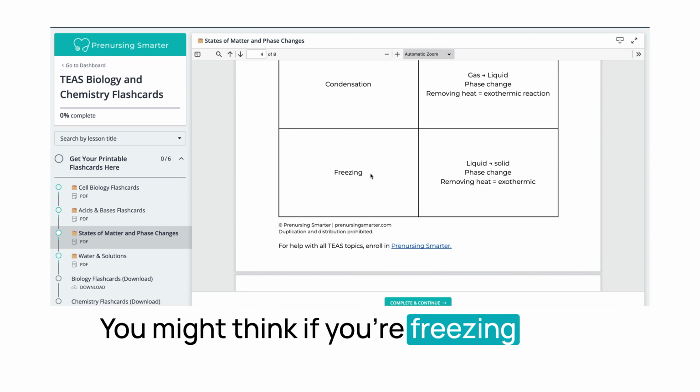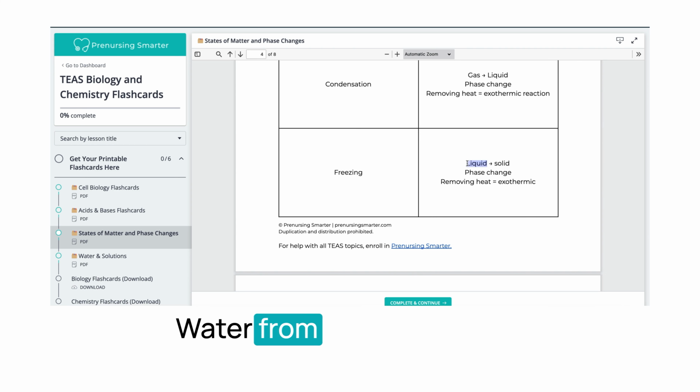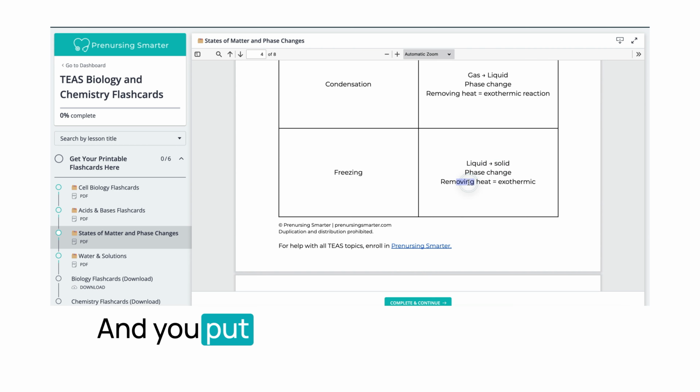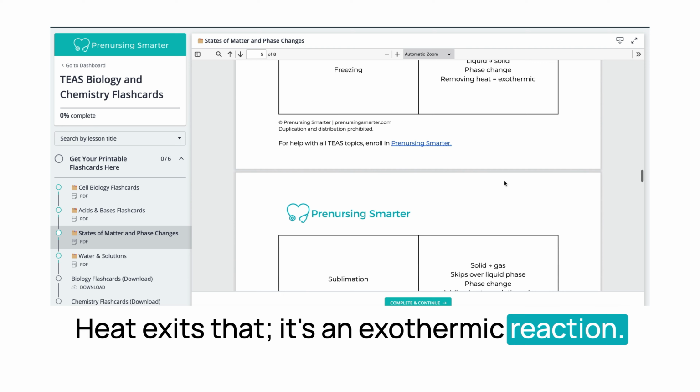So you might think of freezing water from your tap or your sink, which turns into solid ice when you put it in the freezer. You cool it down and you remove heat from it. Heat exits. That's an exothermic reaction.